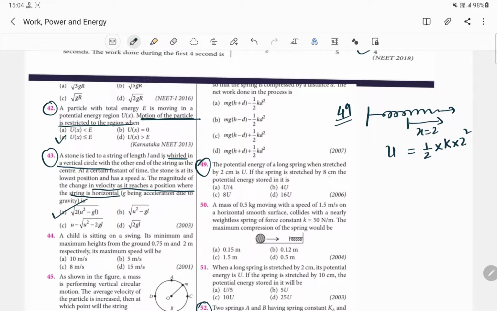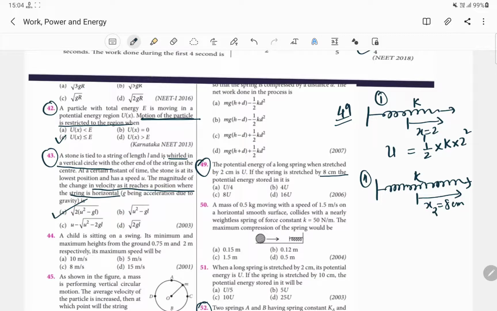If the spring is stretched by 8 cm, this is case 1. And what about case 2? Case 2 is that the same spring, spring constant will not be changed even though it is elongated by a different amount. Initially it is extended by 2 cm. In the final case, it is extended by 8 cm, like this from here to here. This is x1. And what about x2? x2 is equal to 8 cm.